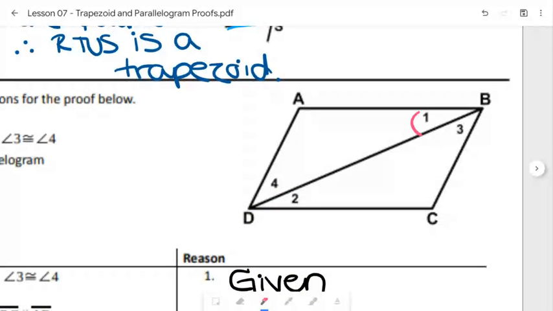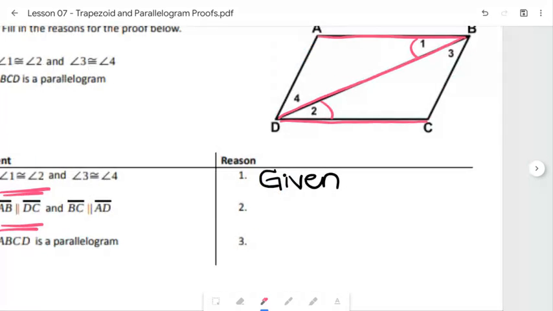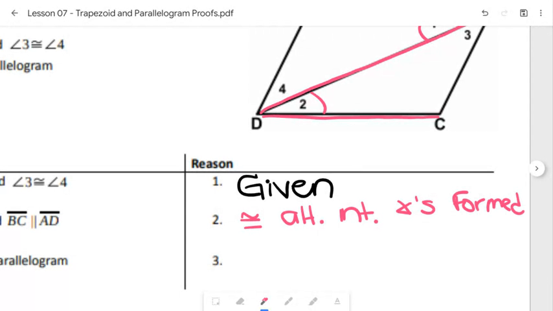Okay, so I have angle 1 and angle 2, which are congruent. And if I look closely, that can lead me to say that AB is parallel to DC. Right, I saw that Z shape. Again, I have my alternate interior angles. So I can say congruent alternate interior angles, which are formed by parallel lines.